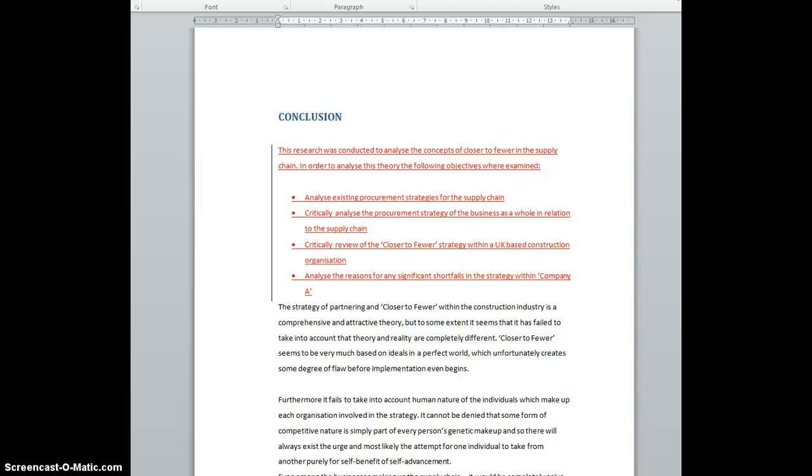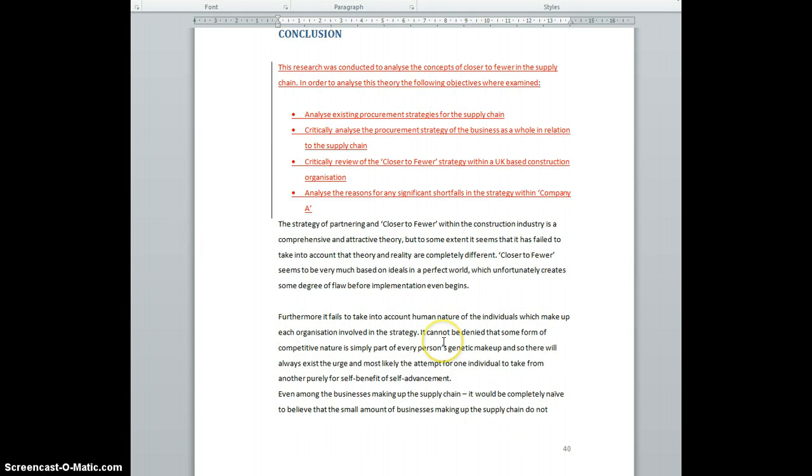Now, if you read what it says just here, the strategy of partnering closer to fewer, right? Well, you've made a good statement there, and you've come up with the answers in your work. What you haven't done is referenced back to those. So you can't say here anything that doesn't reference back to either the literature or the field research. So for example, the literature has identified the strategy of closer to fewer in the construction industry as a comprehensive and effective theory. You must qualify it like that, because then it says this is where it's come from, right?